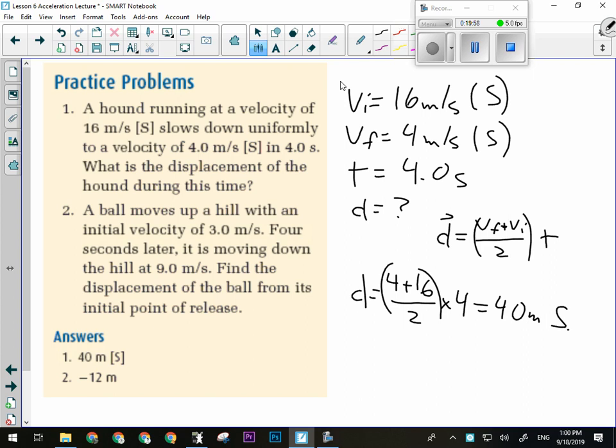How many people are struggling with number 2? The thing you need to notice about number 2 is that one of the numbers given to you is up the hill. The other one is down the hill. How are up and down related? One's positive, one's negative. You need to reflect that in your math in the equation. You need to make one of them positive and one of them negative when you're solving for that one. So I'll give you a couple more minutes to try that one and see how you do.